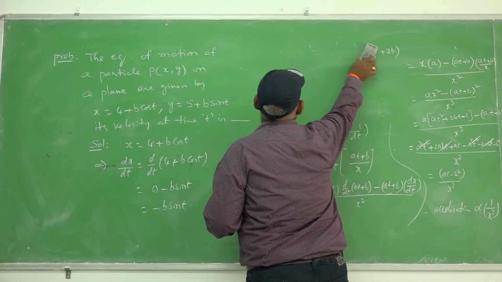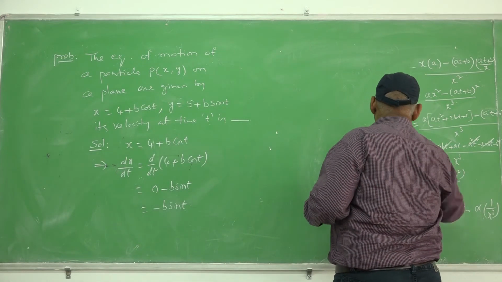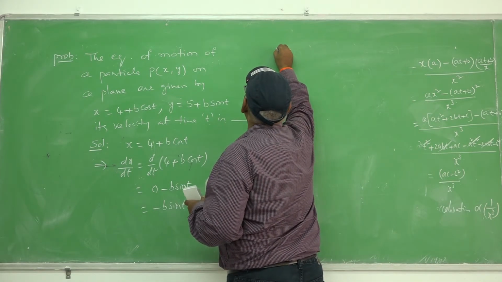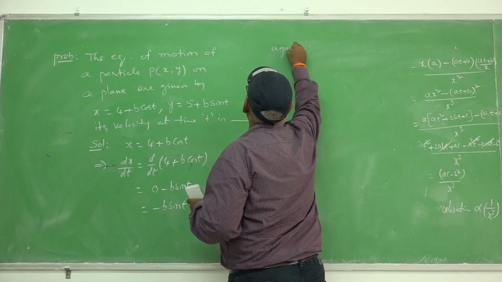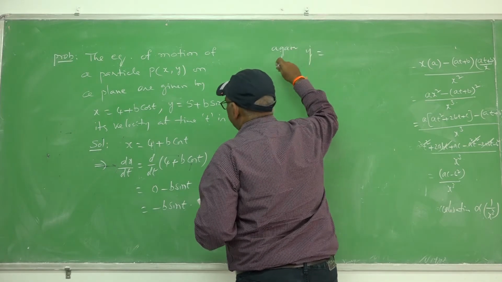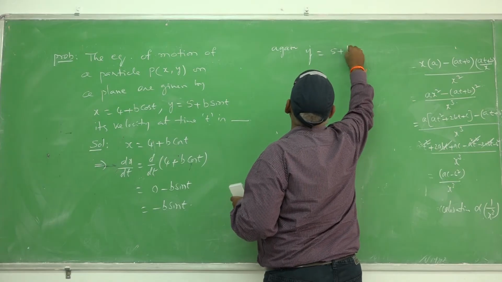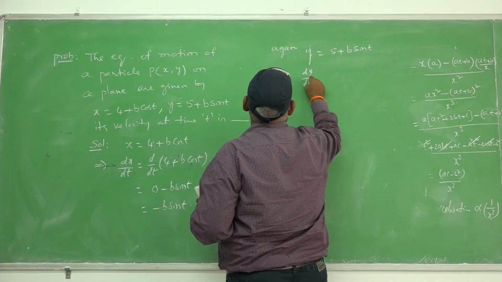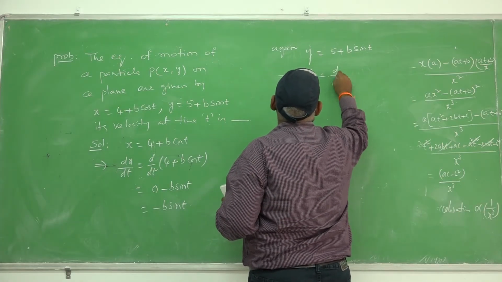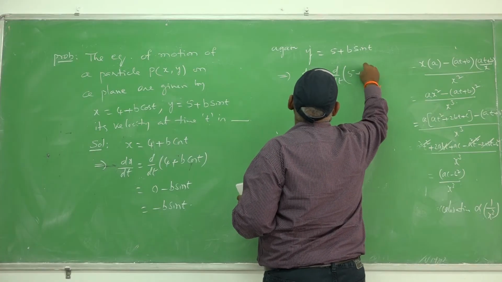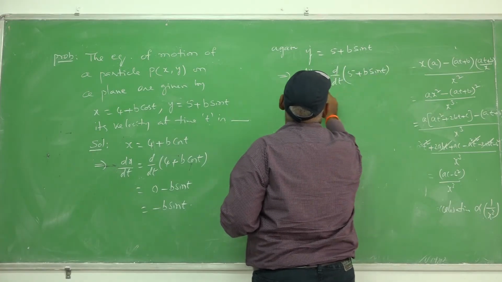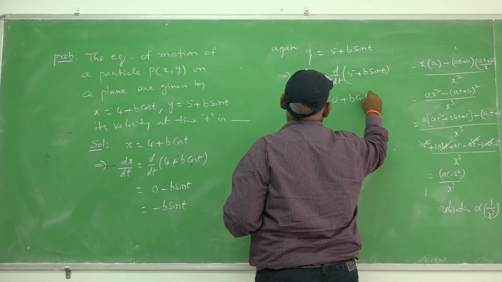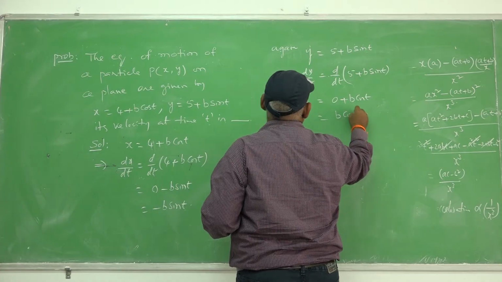Now, similarly coming to the y coordinate of the point, given y equal to 5 plus b sin t, differentiating with respect to t, dy by dt equal to d by dt of 5 plus b sin t. That is, the derivative of the constant is 0, the derivative of sin t is cos t, hence this is b cos t.